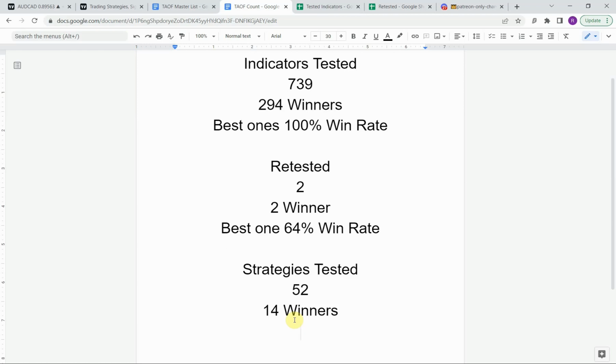We've also retested in the second phase, advanced testing, 2 indicators at this point, with 2 of them being winners. The best one achieved a 64% win rate. Now keep in mind that we test most of the strategies and indicators on the Forex market, but they can be applied to just about any market universally.